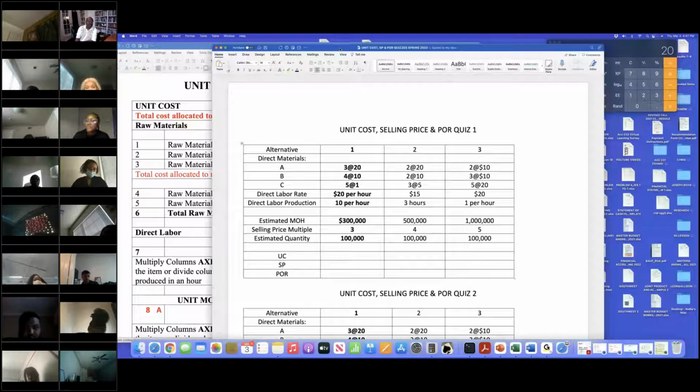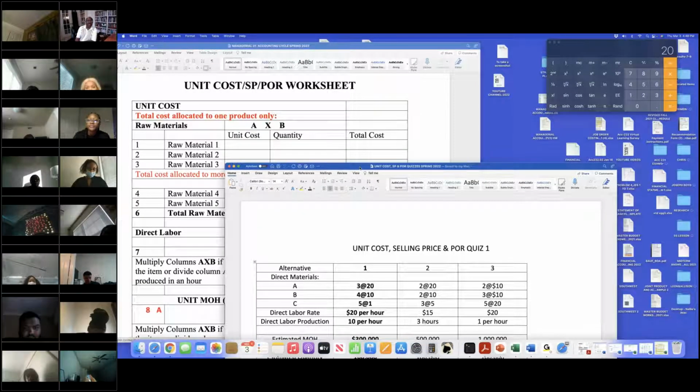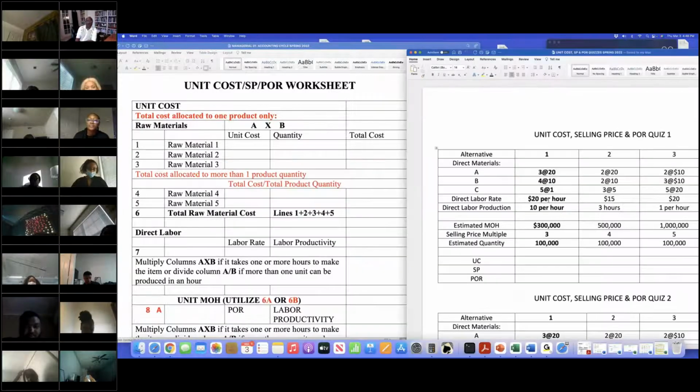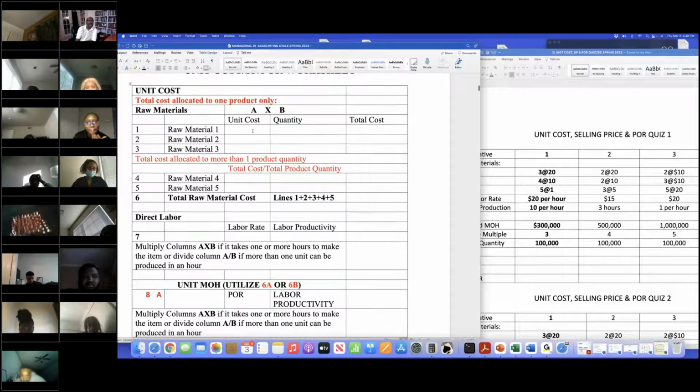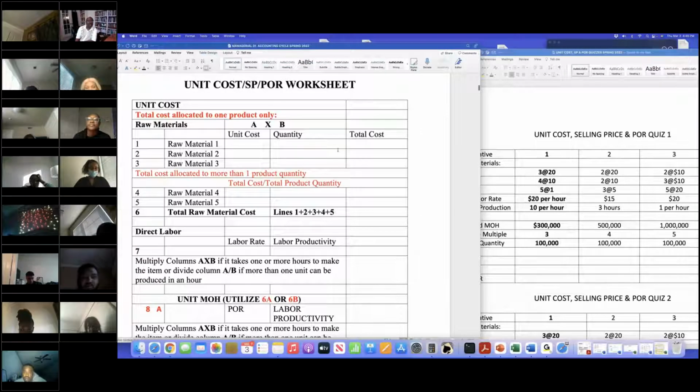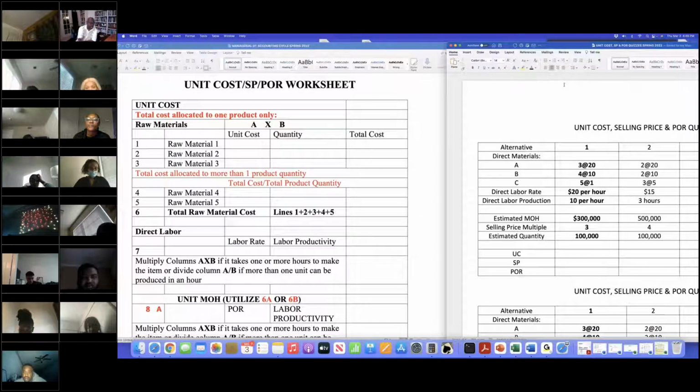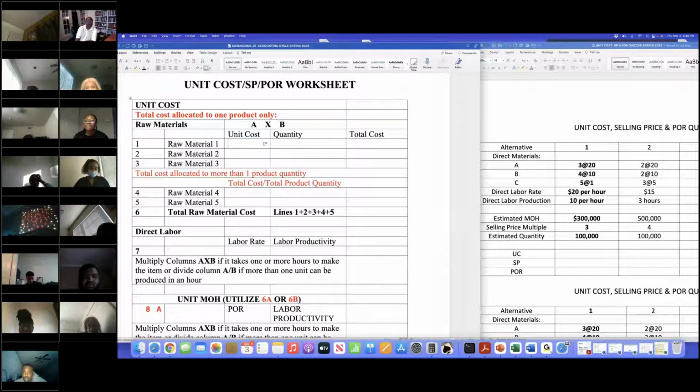So in the first scenario, raw material one, what was it? Raw material, what, 20? The unit cost would be 6.67. All right, let's see if we can get there. The unit cost of the first raw material, each one cost 20. And it's going to take 3 of them. So if you got to buy 3 things at $20 each, how much are you going to spend? $60. You're going to spend $60.